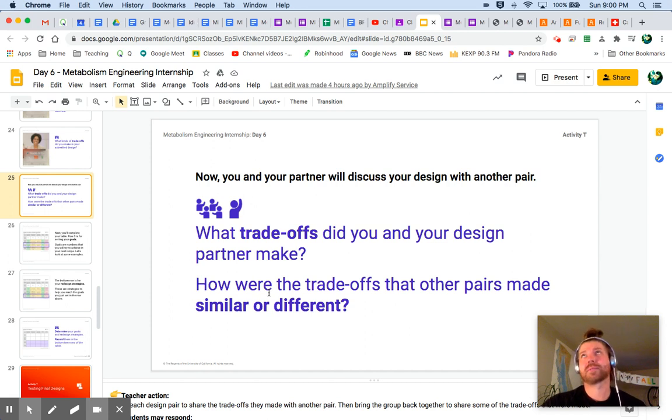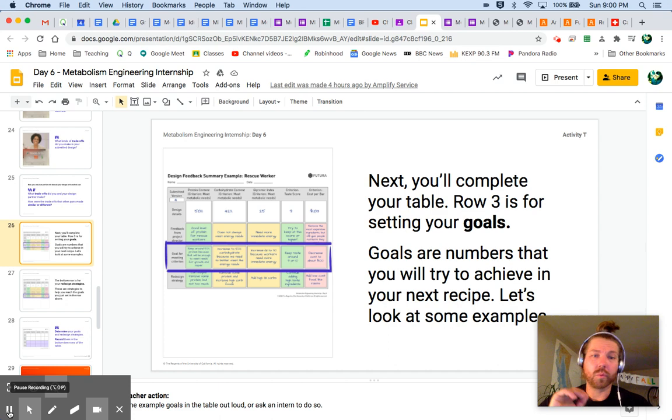We'll talk about this again in class. But what were the trade-offs that people made? How were some of the trade-offs that you all made similar and different? When you complete row 3, these are goals. What do you want to do? What is your goal for protein, carbohydrates, glycemic index, taste score, cost? Is your goal to keep it as it is and not change it because it was great? Do you need to increase it a lot? Do you need to increase it just a little bit? What number are you shooting for? Get some really specific goals in there.